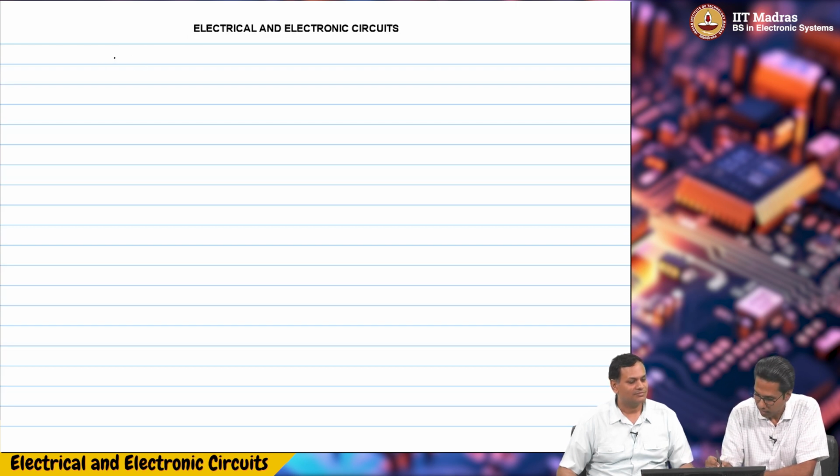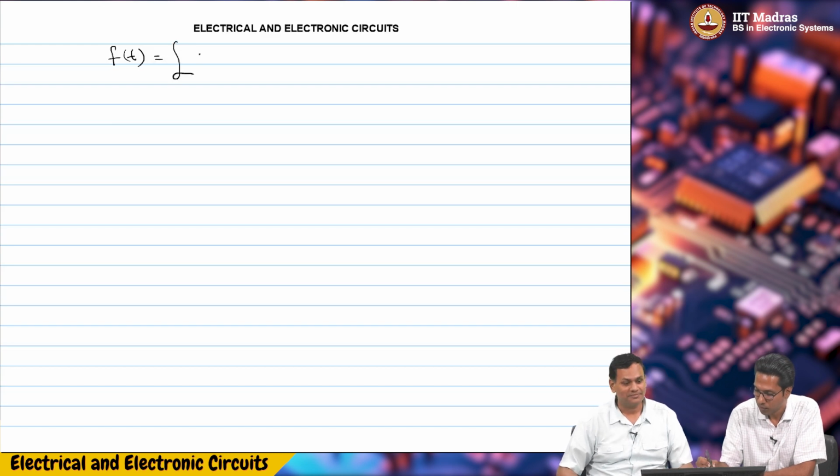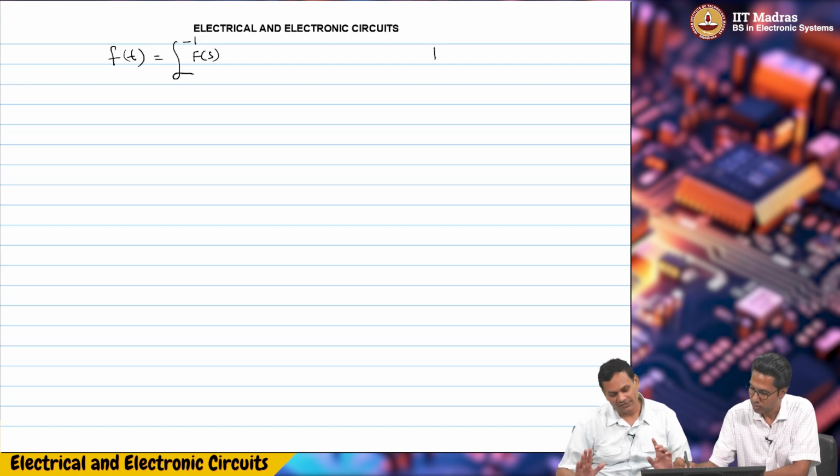So we'll have the time domain signal f of t, which is also Laplace inverse of F of s. And then we have F of s, which is Laplace transform of f of t.